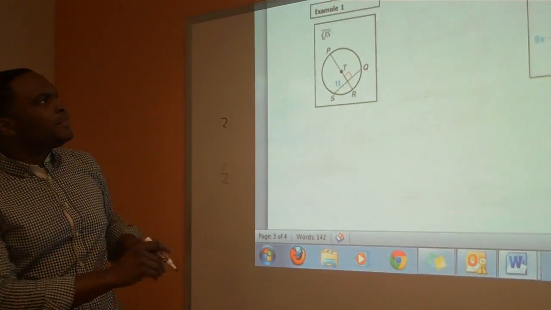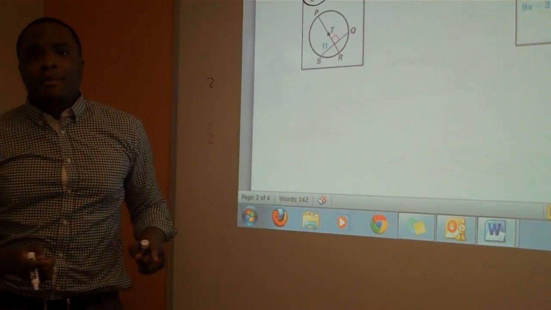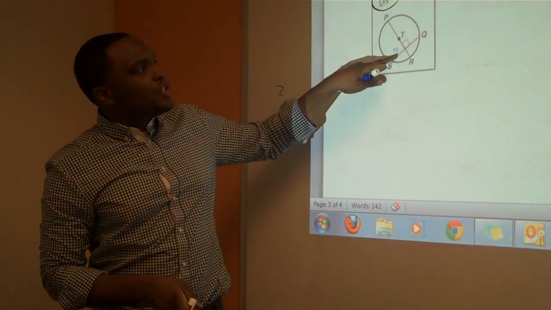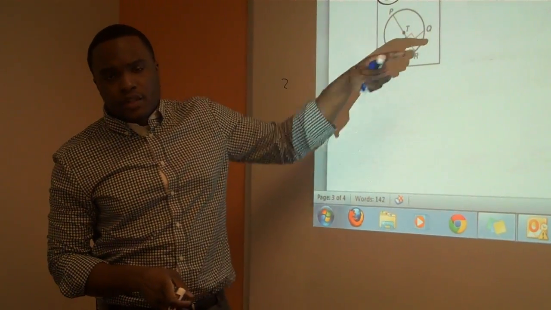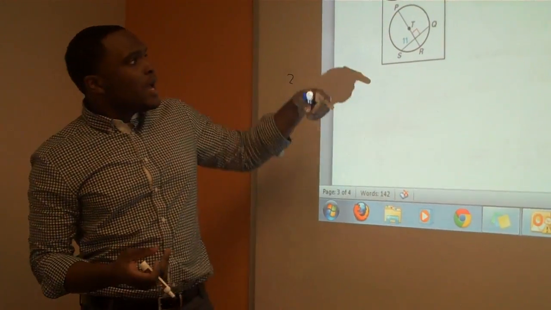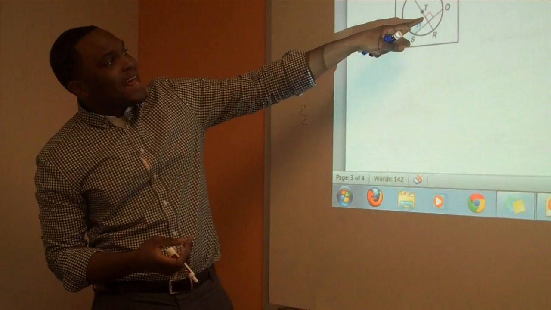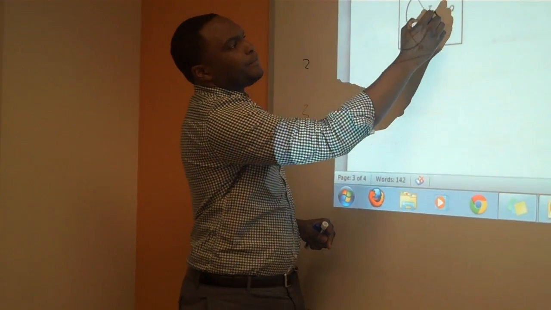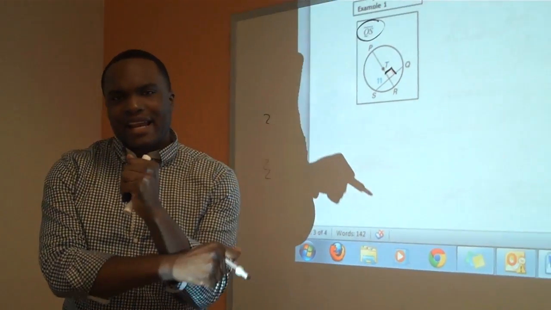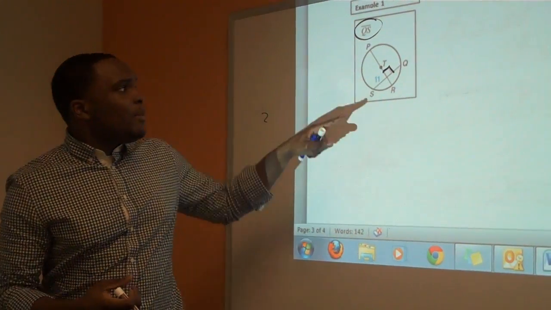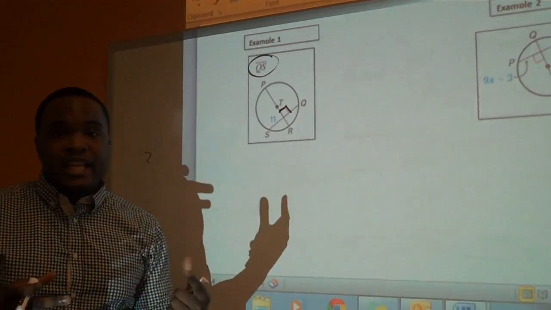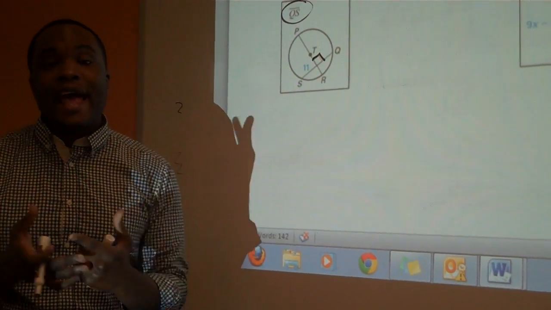Example number 1, this line QS. What that means is I want you to find me the total length of QS. So let's use our properties that we just learned. I see that this is a diameter, and it cuts this chord at a 90-degree angle. You see this box here? It intersects that chord at a 90-degree angle. So what do I know about this chord? It's been cut in half.